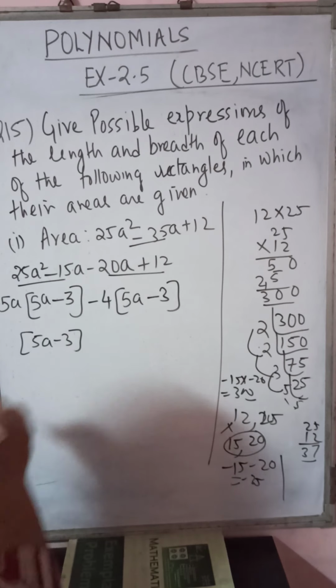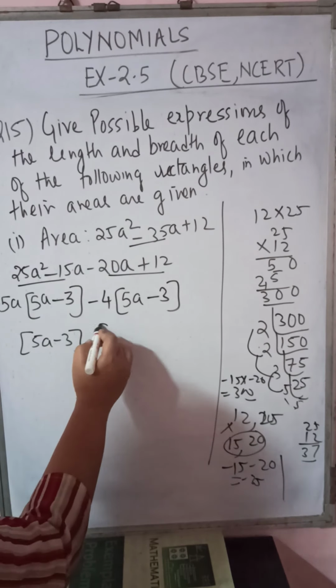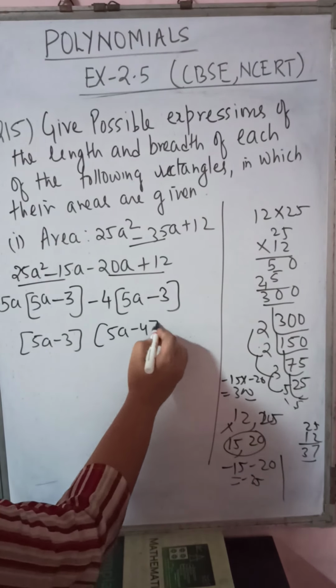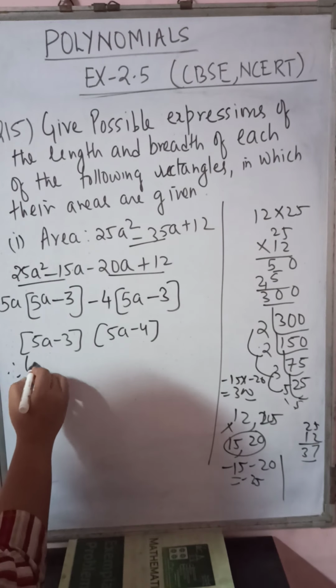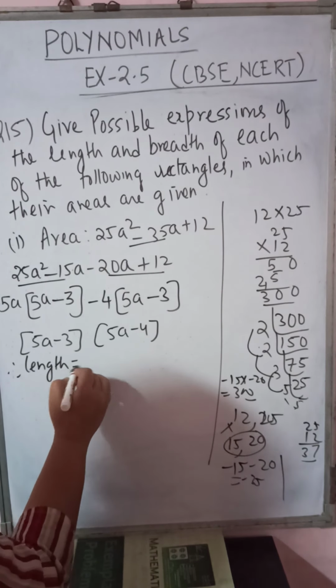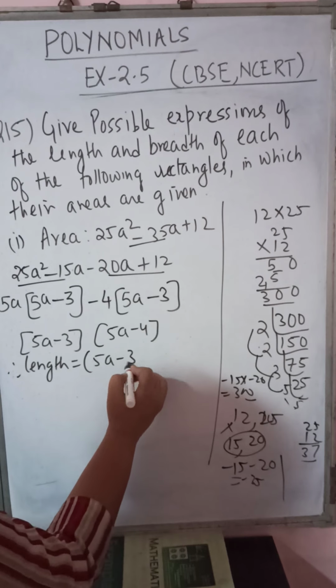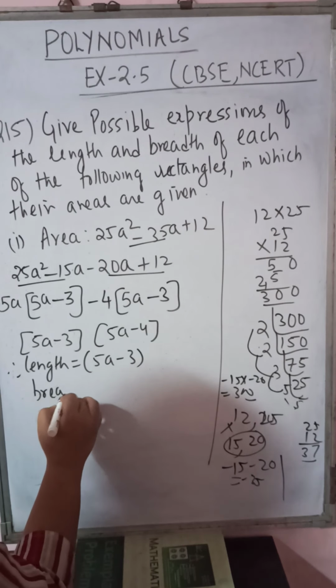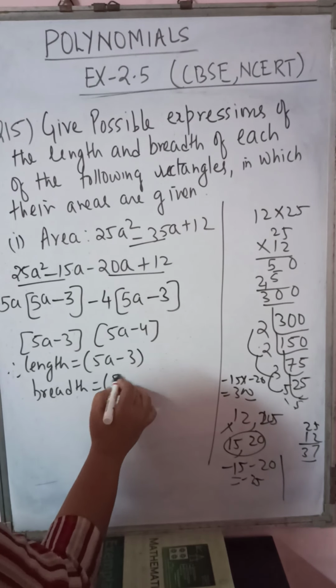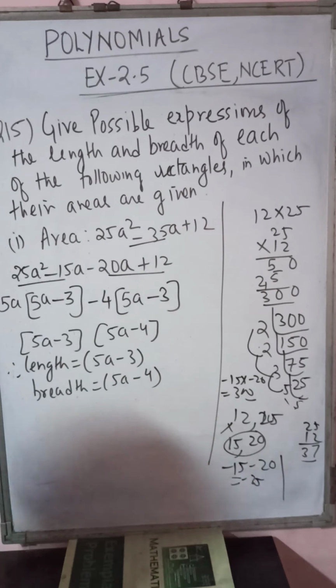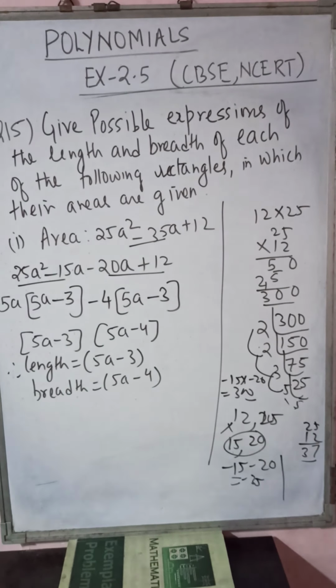So keep it in one bracket. Now whatever is written outside the bracket, keep it in another bracket. Now respectively, therefore the length is 5a minus 3 and the breadth is 5a minus 4. So this question is done. First part.